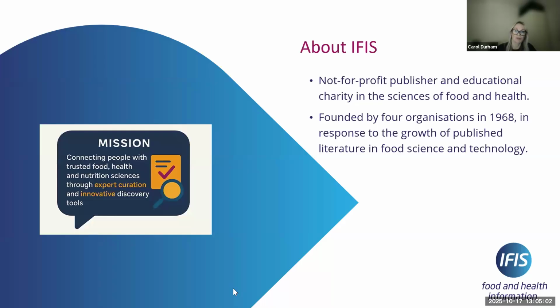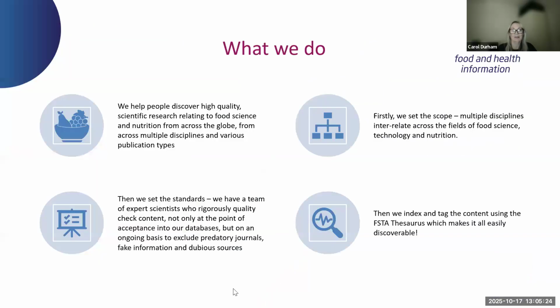So just a little bit about us. We are the International Food Information Service. We're a not-for-profit publisher, and we're an educational charity in the sciences of food and health. We were founded in the late 1960s, and our mission is to connect people with trusted food, health, and nutrition science through expert curation and innovative discovery tools. So what do we do? Well, we help people to discover high quality scientific research relating to food science and nutrition from across the globe. We do that by sourcing content from across multiple disciplines and various publication types.